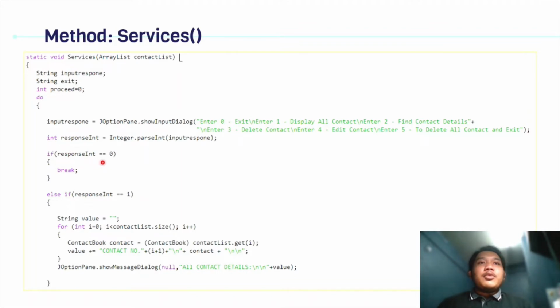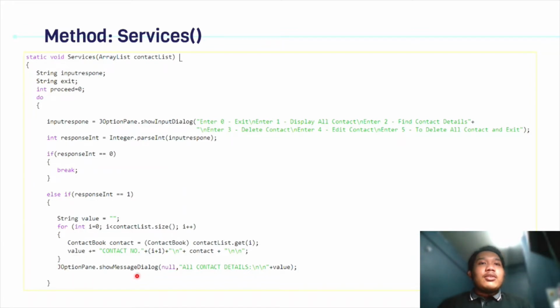So if the response integer equals 0, we just break the loop, and also break the method. And if they enter 1, we declare a string value with nothing inside it, and open a loop over the contact list array list. We create a contact object from the contact book, cast it to the contact list array, get the first value, which is 0, and store it into the value.